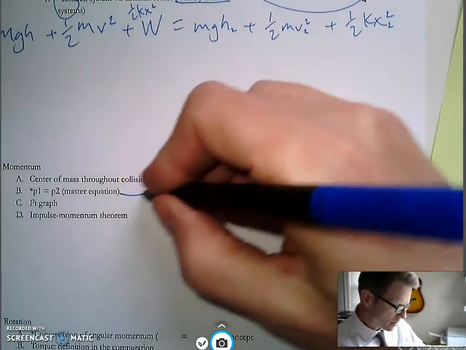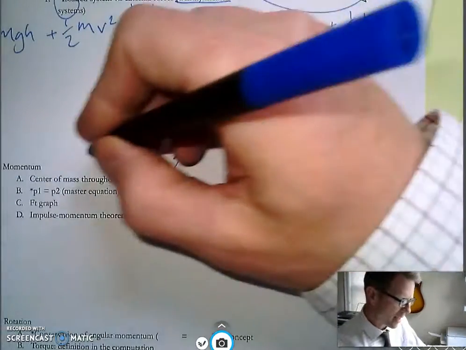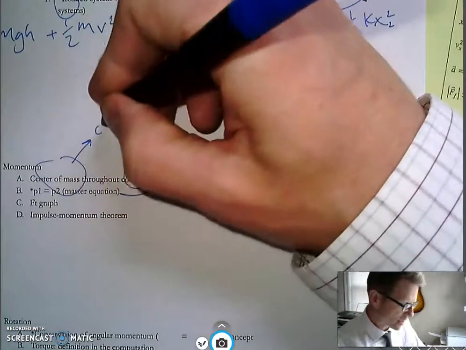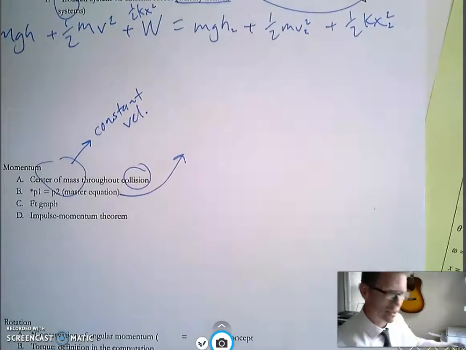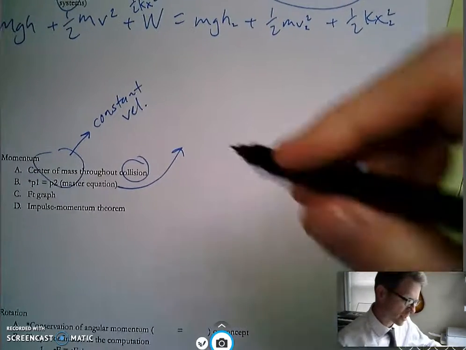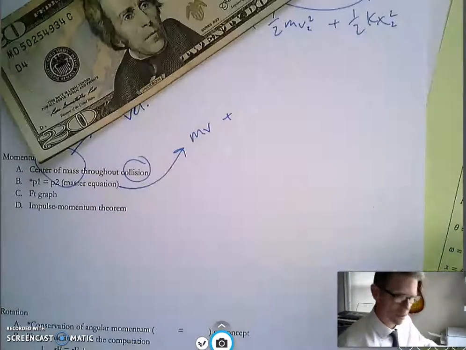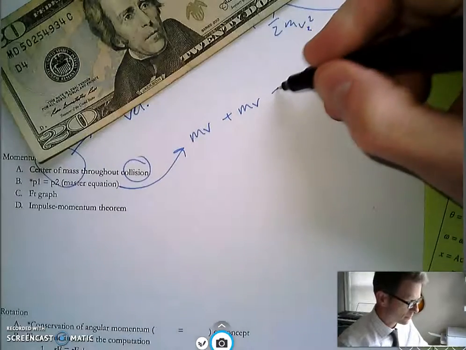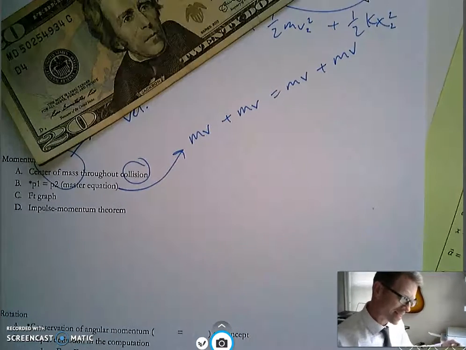Momentum, remember, collisions. Remember, the center of mass during a collision has a constant velocity. And I'm not going to go over too much how to find the center of mass. You got to use some intuition there and look at previous examples. But remember, the master equation, you're going to use it. And it may or may not be elastic.